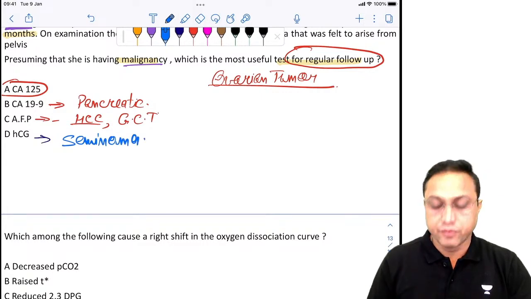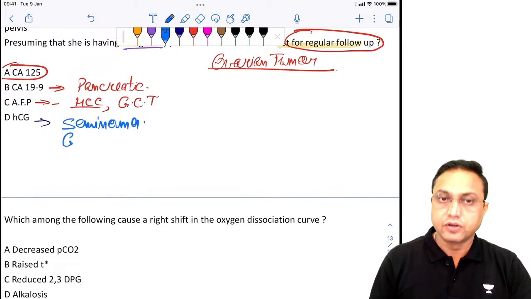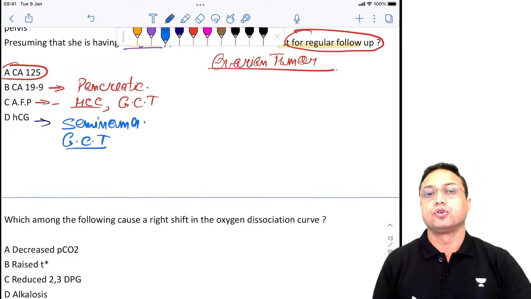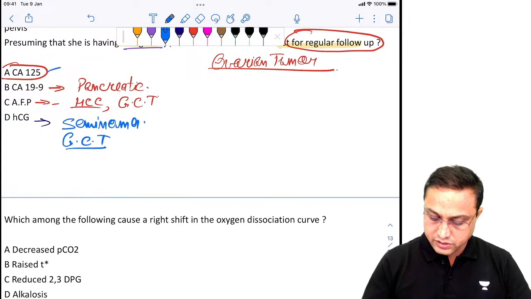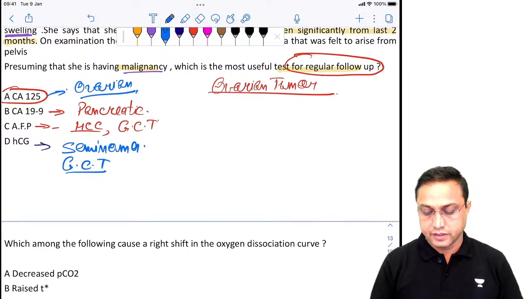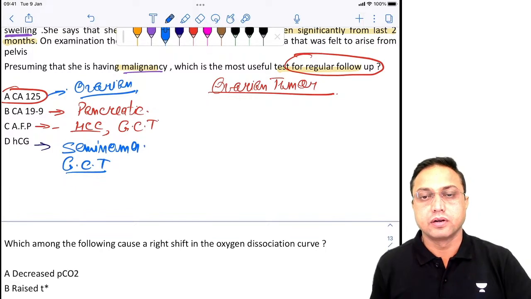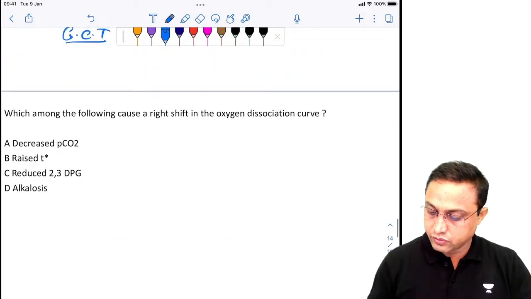Seminoma, or we also use it for germ cell tumor. So what is this basically used for, beta? Ovarian cancer. Okay, I think we are done with this question. So let's move to the next question.